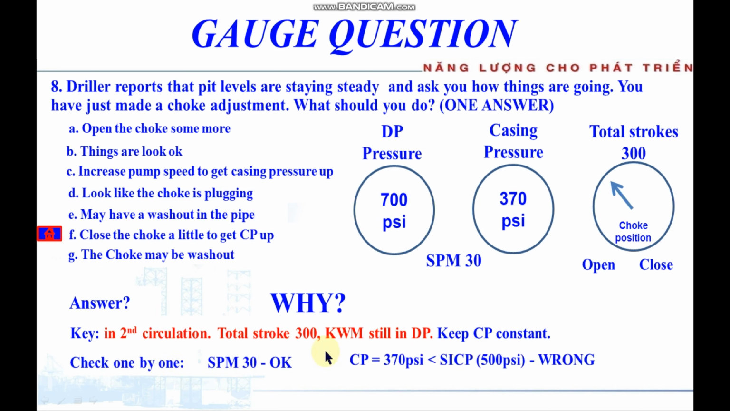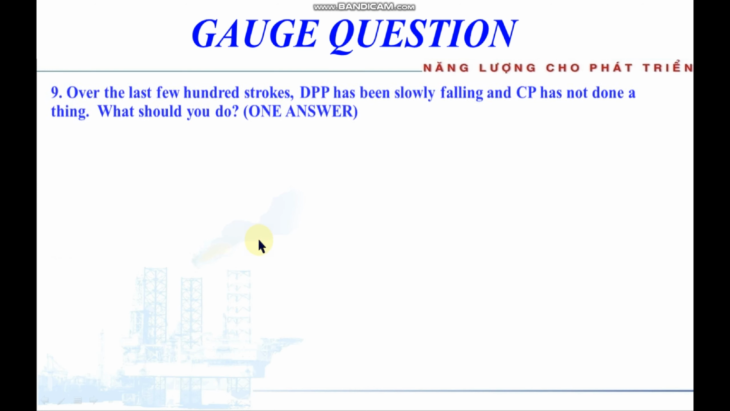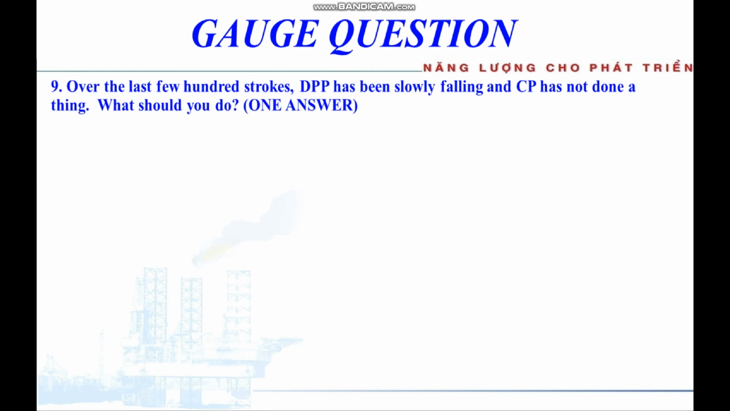Casing pressure 370 PSI is less than 500 PSI, so something is wrong. So I think close the choke a little. Over the last few hundred strokes, the Dubai pressure has been slowly falling and casing pressure has not done a thing. What should you do? One answer.